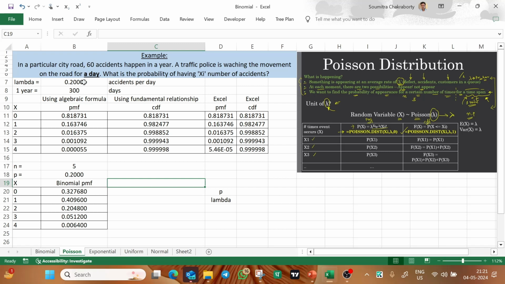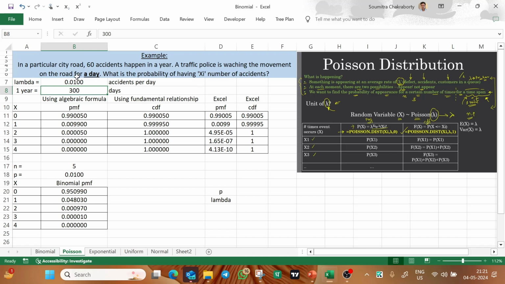Suppose this is 3 accidents per year, so then this is 3 divided by this, so 0.01, right? Now are they matching? They are trying to match. See, 0.99, 0.95. Let us reduce this once more. For example, this is 1 accident per year. Now 0.9998. These are all matching. Suppose this is 0.5 accidents per year. Then 0.998, 0.991. Now they are matching.